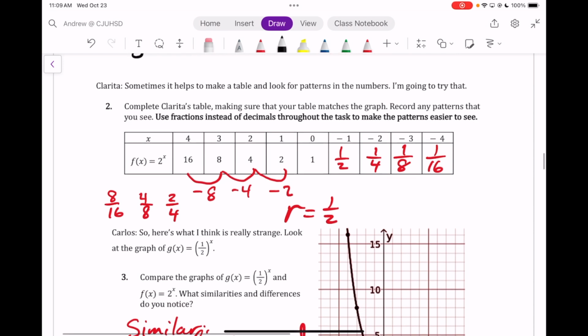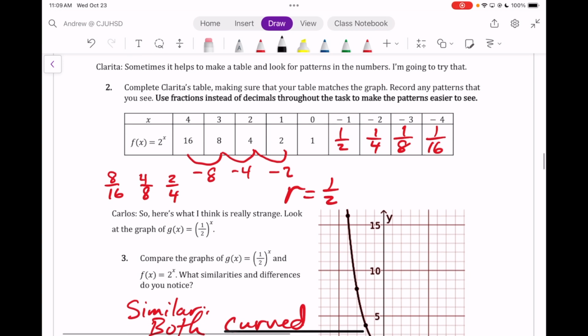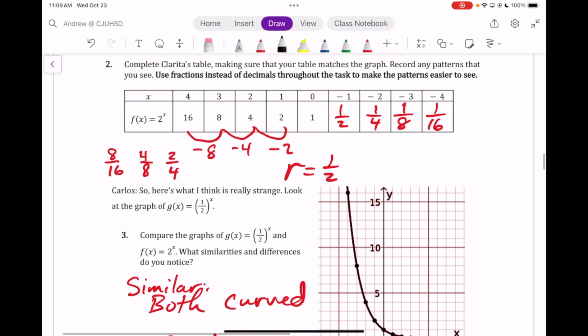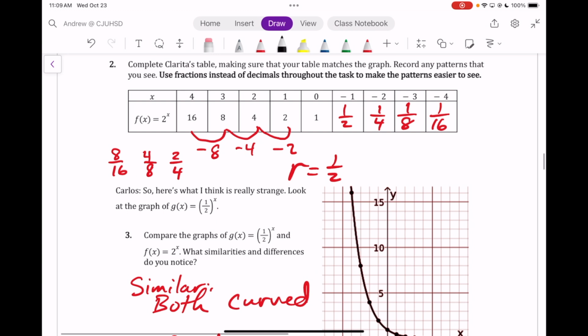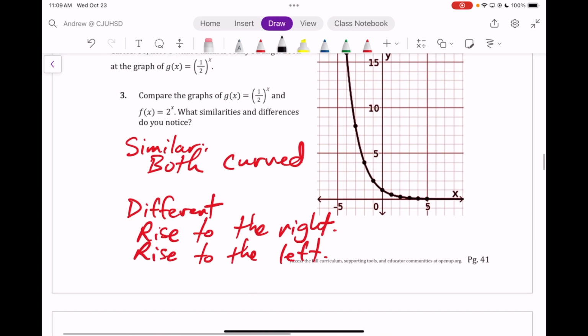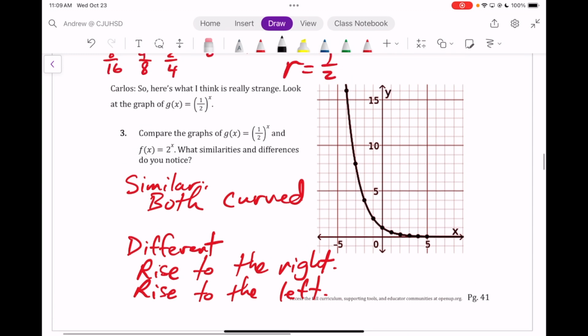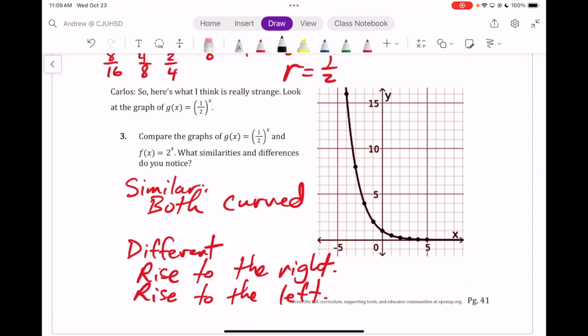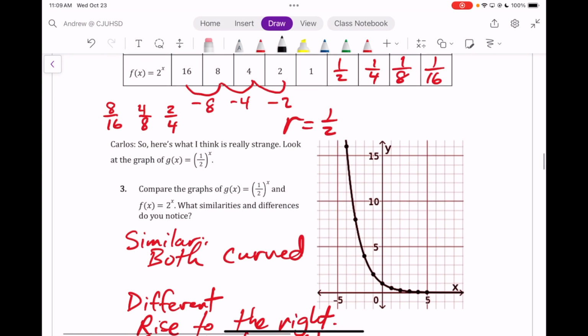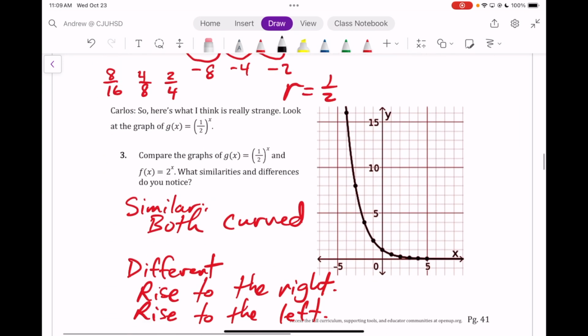Carlos now says, so here's what I think is really strange. Look at the graph of g of x equals 1/2 to the x. And so here, you can compare the graph with the previous graph. Okay, that's the one up here with the one down here. They are both curved, very similar. They look like they're related. They look like they're from the same family. The difference is one is rising to the right and one is rising to the left.